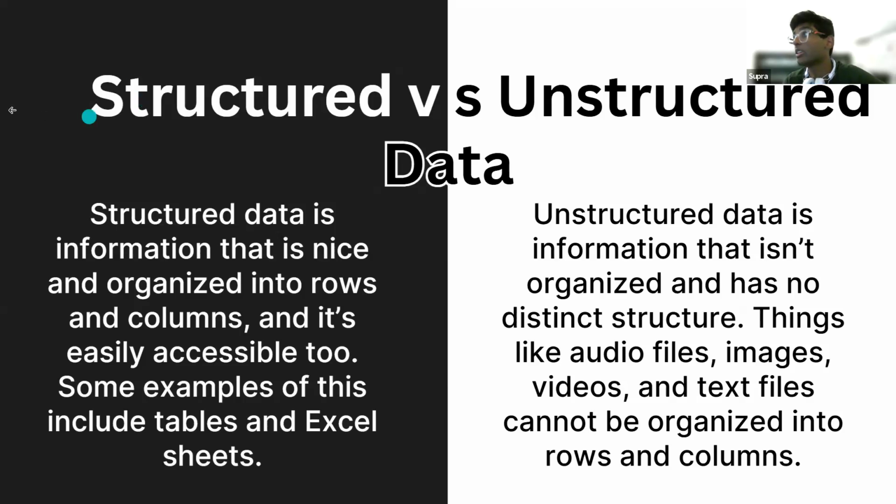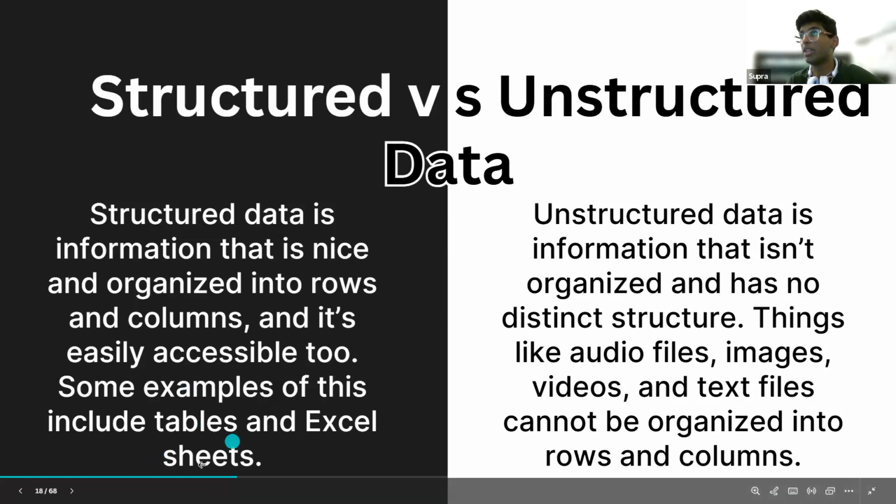So, let's say you had a table of animals and their characteristics like color, size, weight, or features like sharp teeth. You could just scroll through it and find every animal's attribute, and it's very easy to access and look at properly. So some examples of this include tables, like I just said, and Excel sheets.